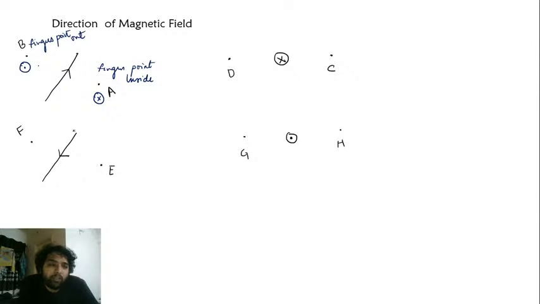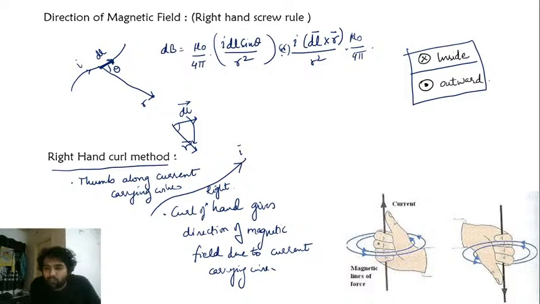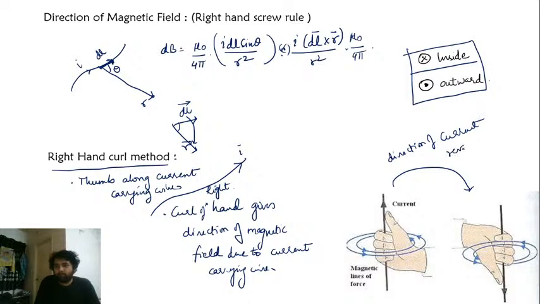And one more thing we observe: if the direction of current is reversed, the hand will be completely reversed, as seen here. If the direction of the current is reversed, the direction of the magnetic field also reverses.